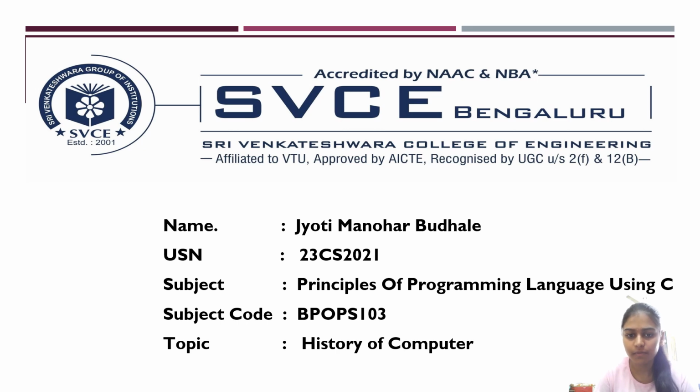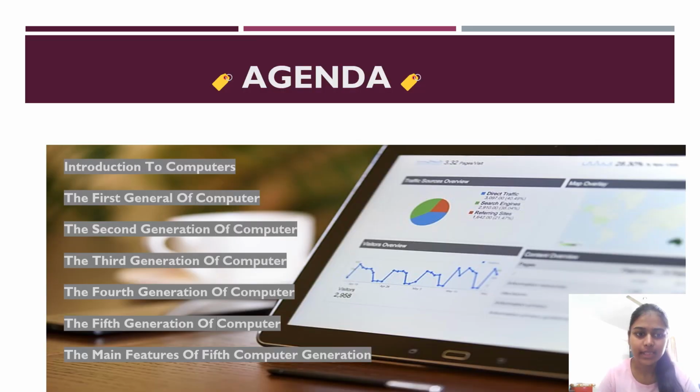is History of Computers. The highlights of my topic are Introduction to Computers, the first generation of computer, the second generation of computer, the third generation of computer, the fourth generation of computer, the fifth generation of computer, and the last one is the main features of first generation of computers.